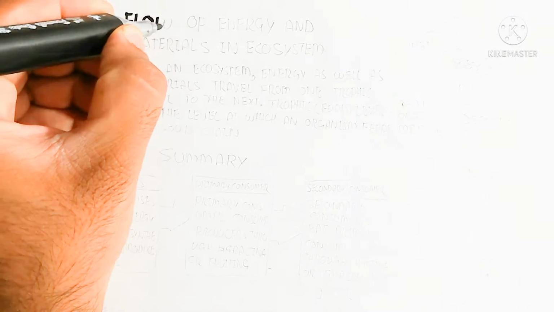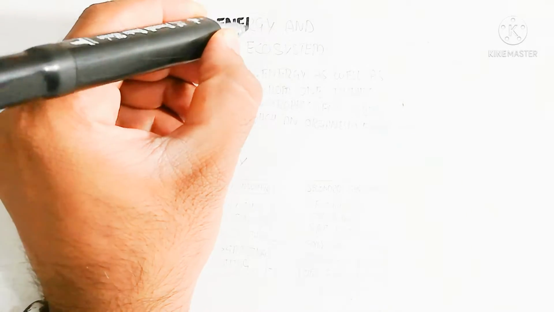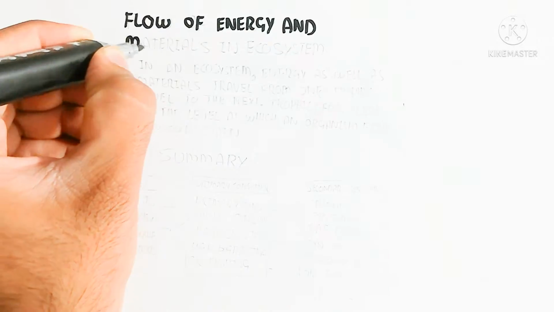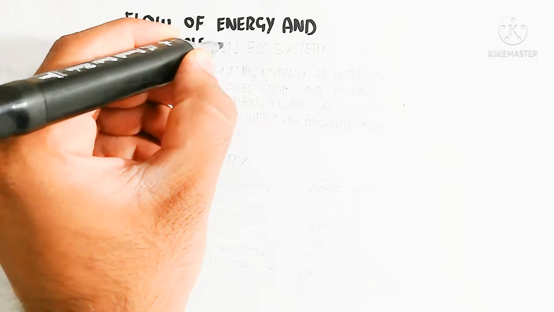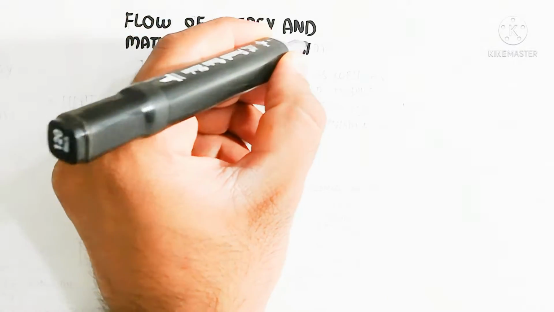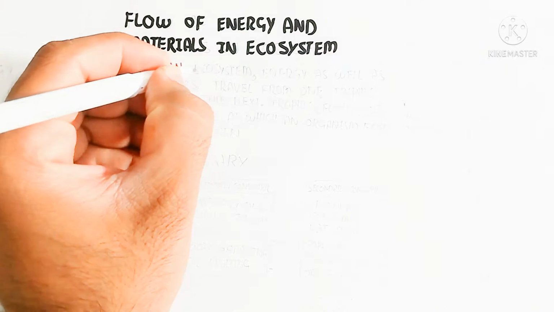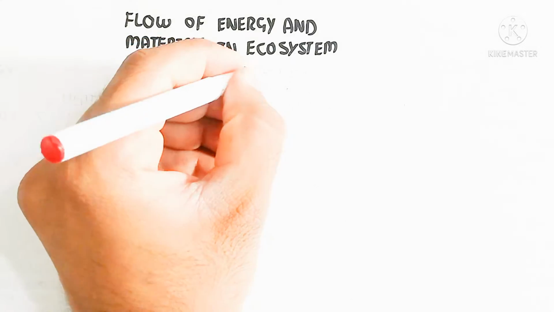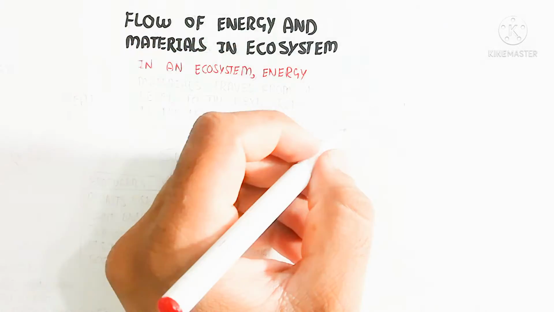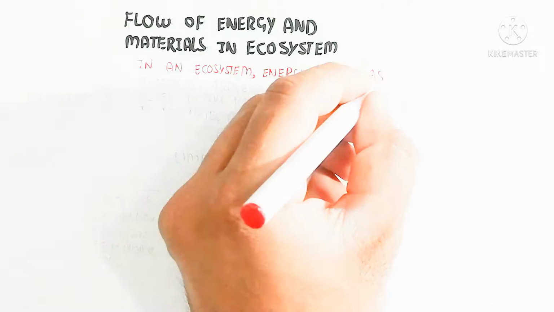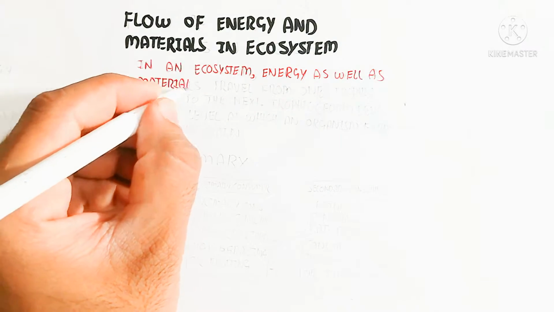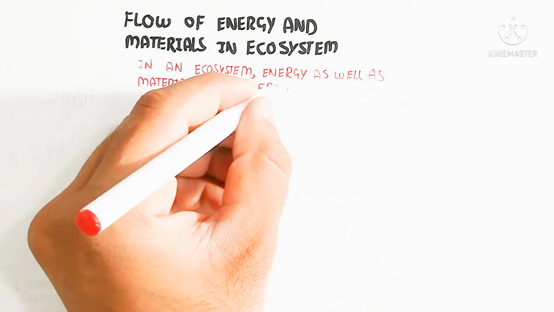Hello, in this video we will discuss the flow of energy and material in an ecosystem. So what is an ecosystem? We will also learn about that. An ecosystem is different populations present in the same place at the same time. Different ecosystems make a biosphere.